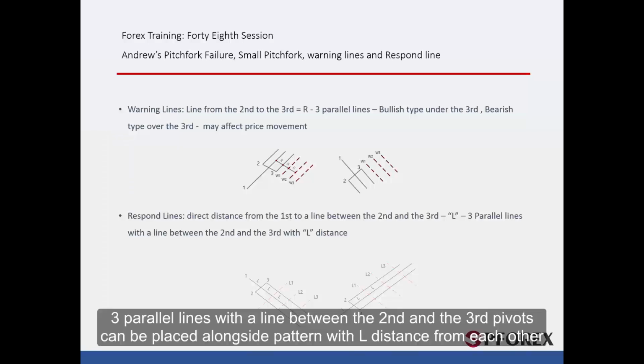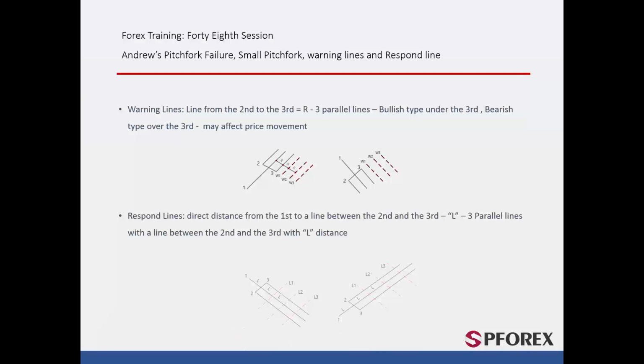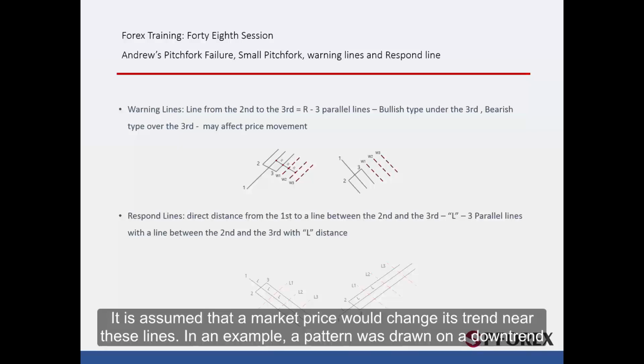3 parallel lines with a line between the second and third pivots can be placed alongside the pattern with L distance from each other. It is assumed that a market price would change its trend near these lines. In an example, a pattern was drawn on a downtrend.